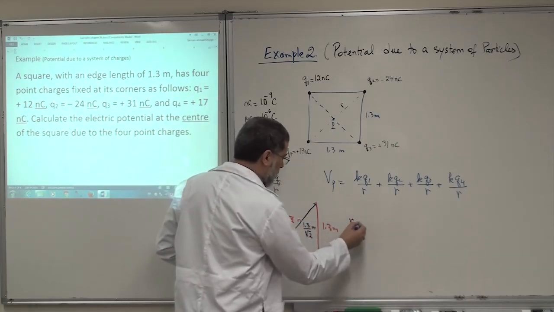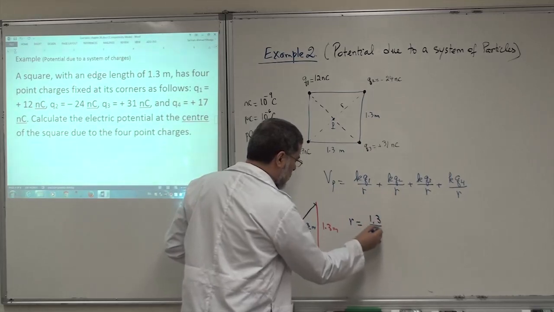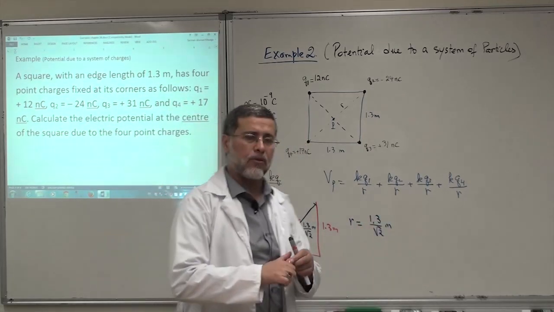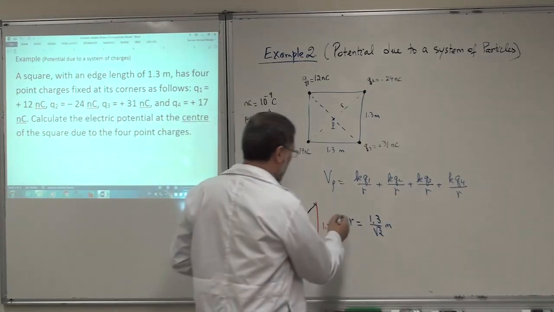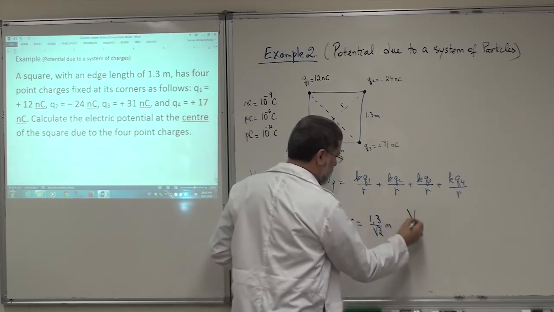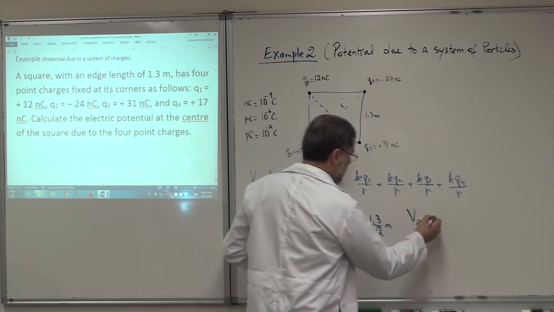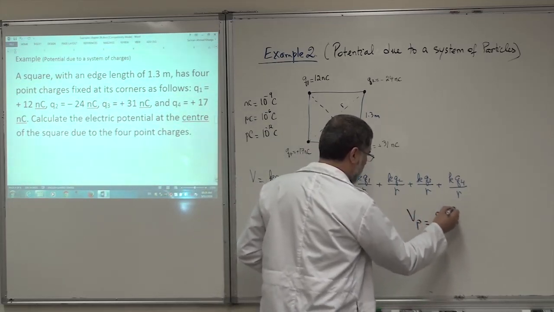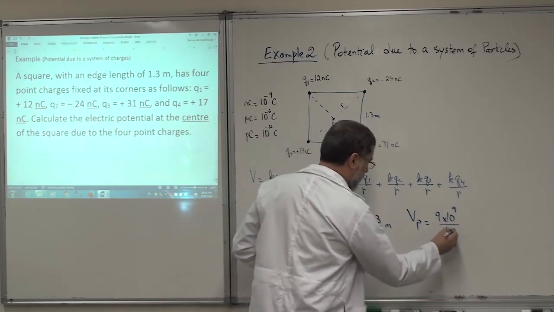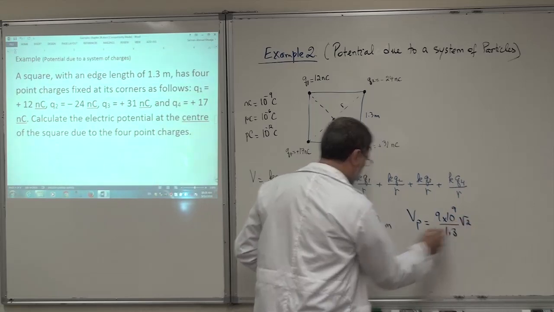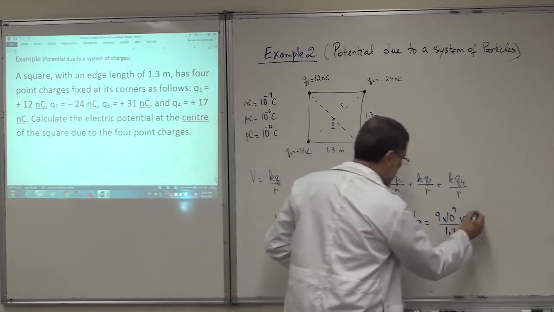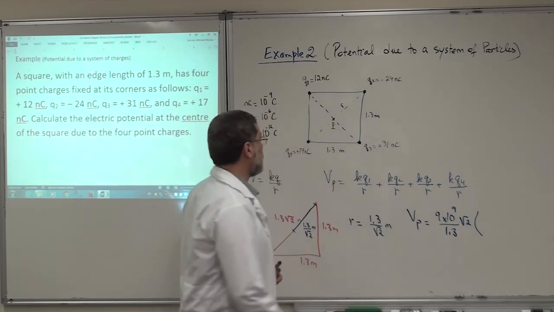So R in this problem is 1.3 over square root of 2 meters. You have to know how to do this, my son. This is very important. So I know R, I know Q, and I know K, so I can now find the potential at point P. It is 9 times 10 to the power 9, with R as a common factor, 1.3 over square root of 2. Because it is down here, the square root of 2 goes up. And then I open the bracket to put the charges.